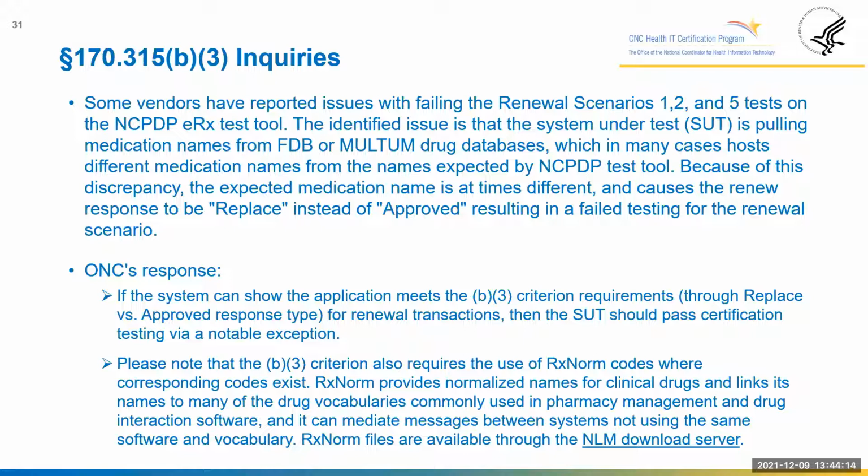So our response is, if the system in this case can show the application meets the B3 criteria requirements through replace versus approved response type for renewal transaction, then the SUT should be able to pass certification test via a notable exception. However, please do note that B3 criteria does require the use of RxNorm codes where corresponding codes exist.